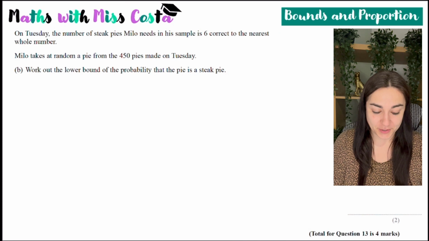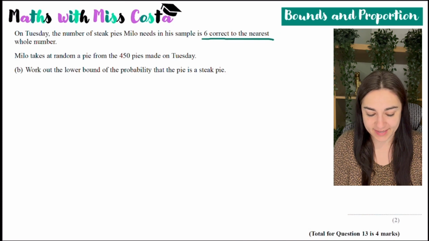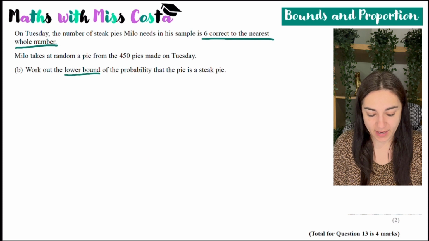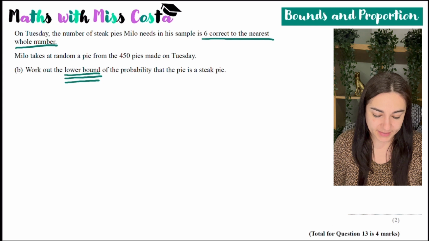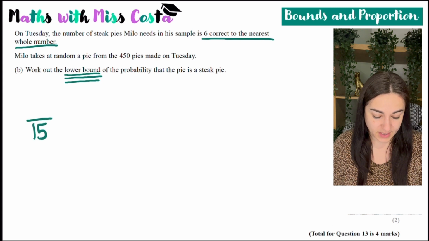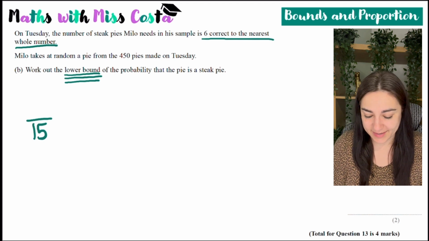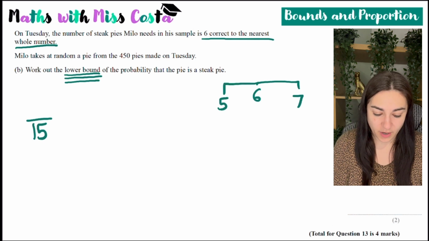So in this question, I'm told that on Tuesday, the number of steak pies Milo needs in his sample is 6, correct to the nearest whole number. And he takes at random a pie from the 450 made on Tuesday, and I need to work out the lower bound of the probability that the pie is a steak pie. So let's just think about our sample size again. I know that there are 15 pies in the sample, and his sample is 6, correct to the nearest whole number. So what are the whole numbers surrounding 6, 5 and 7? And I want to work out the lower bound.